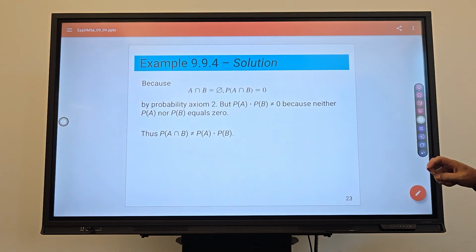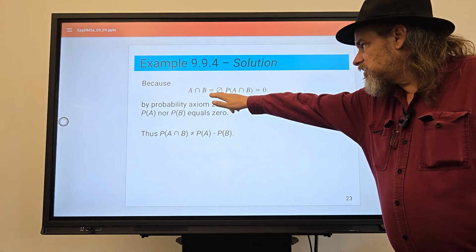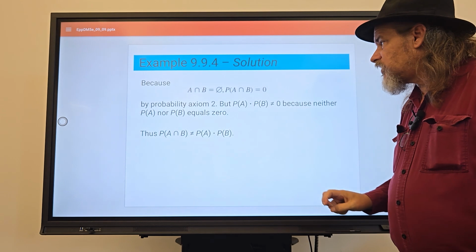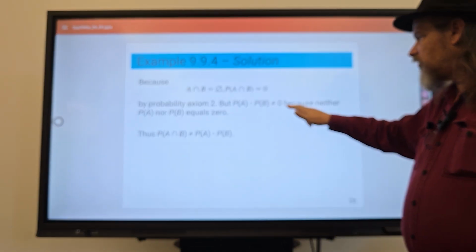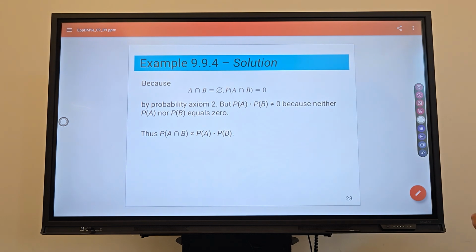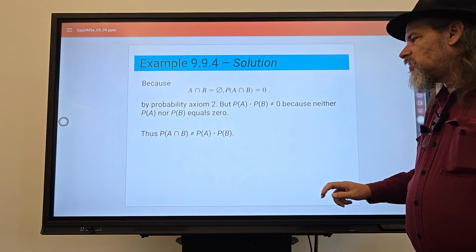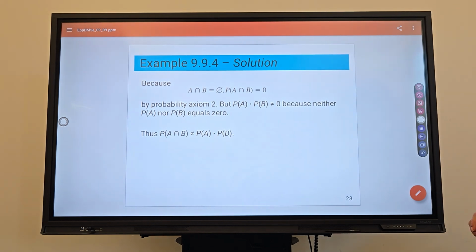Because the probability of A intersect B is equal to 0, because the intersection is null by property axiom 2, but the probability of A times the probability of B is not equal to 0, because neither probability of A nor of B equals 0. Thus, for disjoint events, the probability of A intersect B does not equal the probability of A times the probability of B.